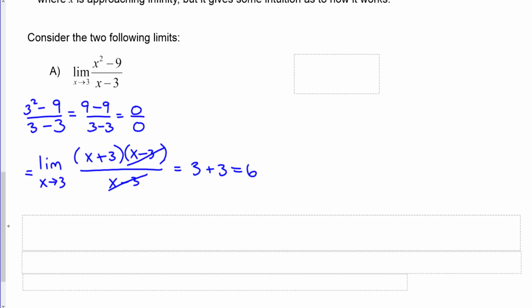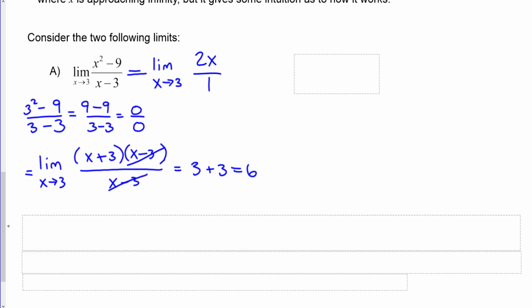But what L'Hopital's rule is telling us is that when we end up with a limit that becomes 0 over 0, we can now take the derivatives of the numerator and denominator. So the derivative of x squared minus 9 is 2x. The derivative of the denominator is 1.